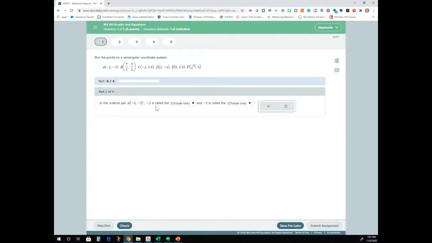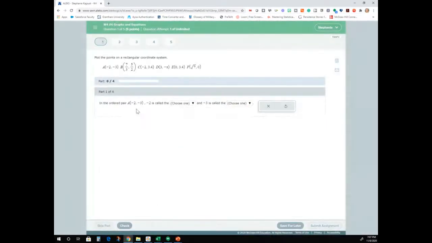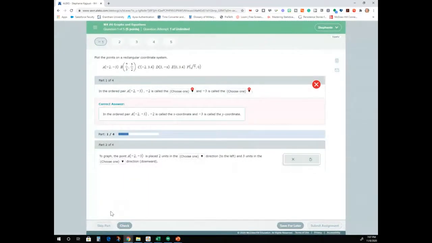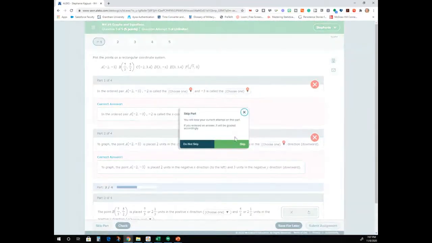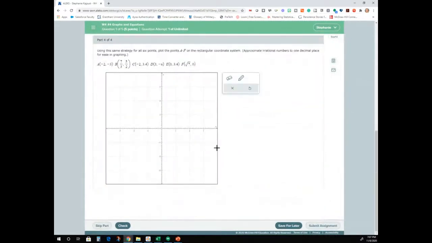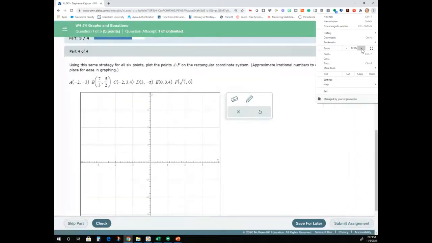Okay, so I'm going to just skip these parts until I get to the actual graphing part because I want you guys to actually try to answer these on your own. I really care about the graphing part that I want to demonstrate. It's part 4 that has the graphing. Okay. Let's see if I can zoom in a bit.